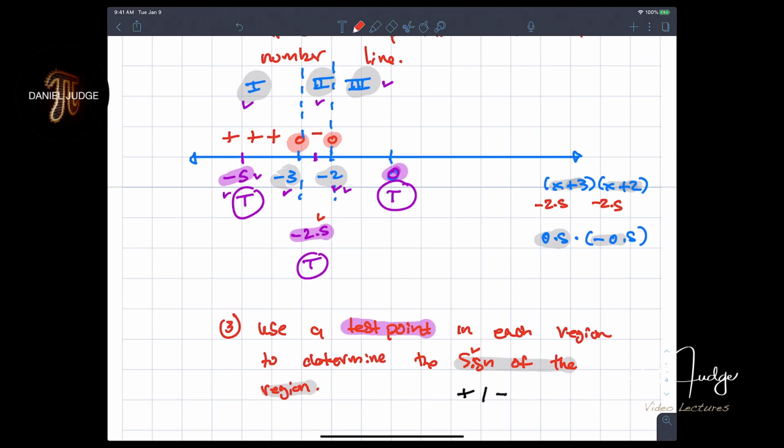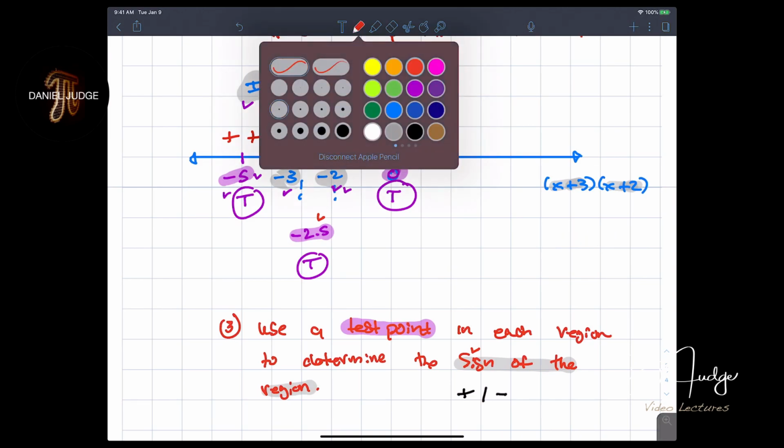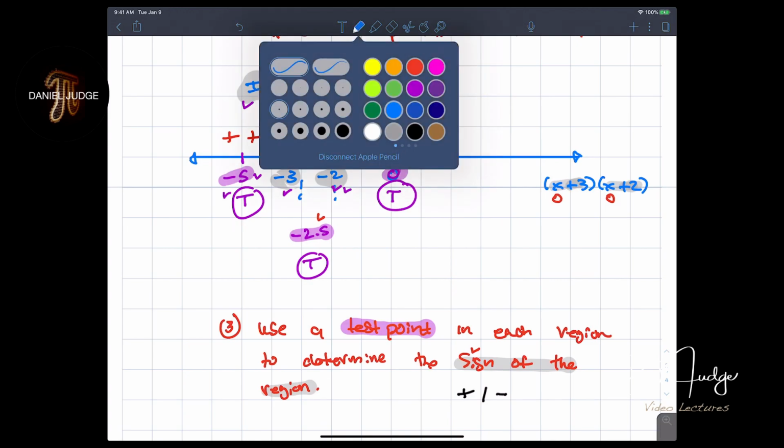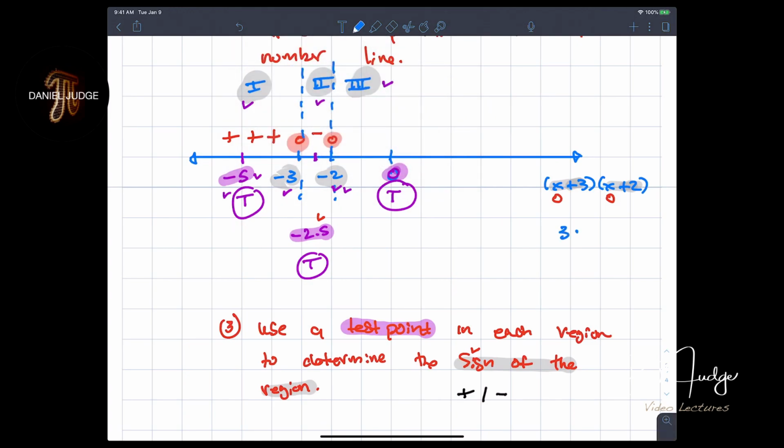We go to the last test point. You say, what's the last test point? Since 0 was available, we're now going to test region 3 by plugging in 0. So that 0 represents the region. So what you have now here, ladies and gentlemen, 0 plus 3 is 3. 0 plus 2 is 2. We don't care about the answer, but we know a positive times a positive is going to be positive.